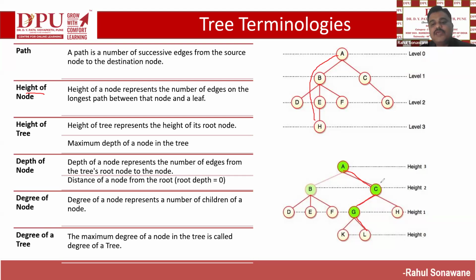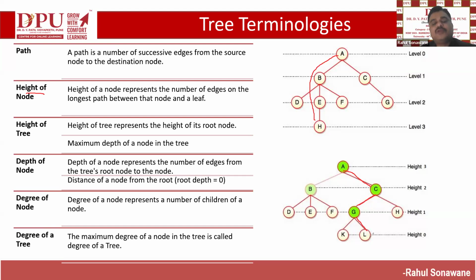Yes. Now, B and C are at height 2. Yes, not B actually. Only C is at height 2. B is at height 1, because there is only one edge from B to any one of its leaf nodes. From C, there are 2 different edges so that we can reach the leaf node. So the height of a node represents the number of edges on the longest path between that node and the leaf node. Right?